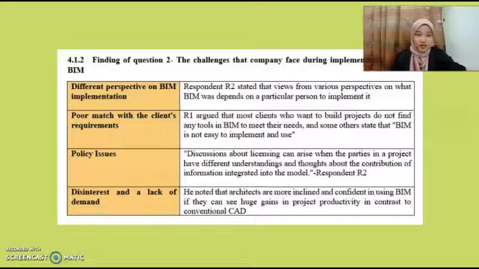This is because they are accustomed to the old way and they are convinced that the existing entity-based CAD system was capable of meeting the needs of project design and drafting in their view. He noted that architects are more inclined and confident in using BIM if they can see hard gains in project productivity in contrast to conventional CAD.